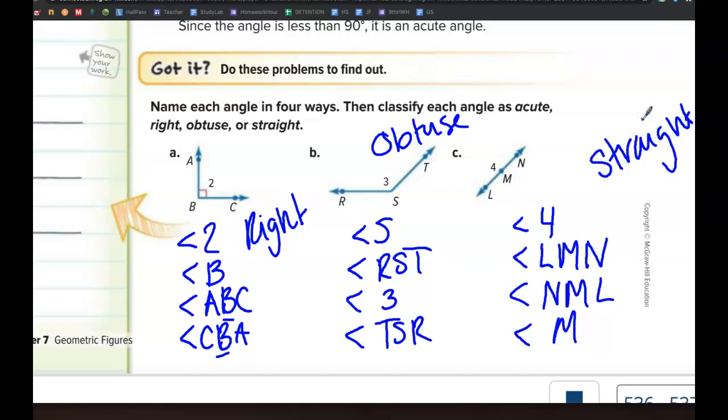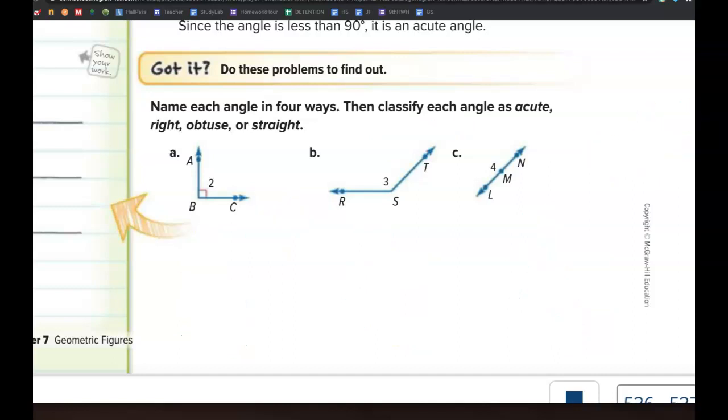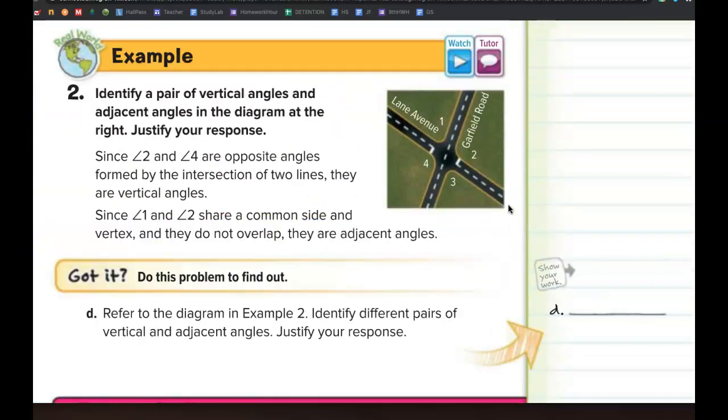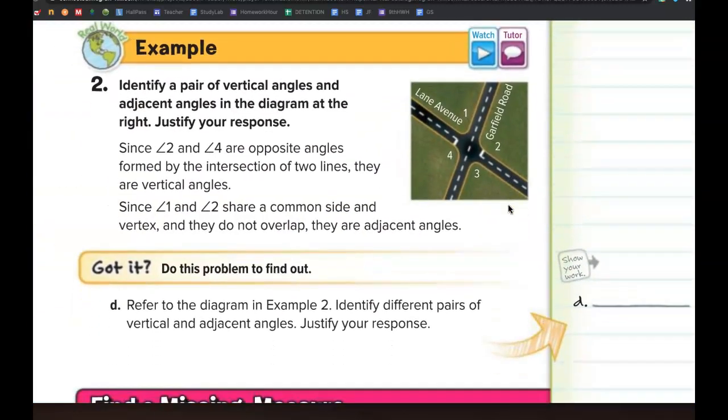Okay, moving on. So then the next example, example 2, it has this picture. And in the video that you guys watched for vocabulary today, it talked about vertical angles and adjacent angles. Vertical angles are like when you look vertically across from somebody, it's your eye partner, okay? Adjacent is like your buddy angle, it's who you sit next to, so your elbow partner.